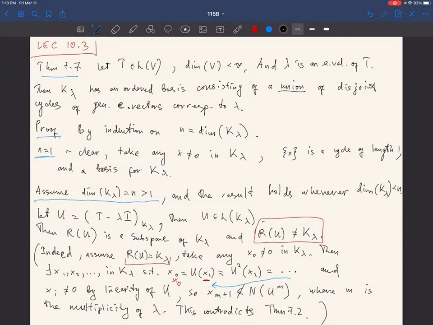So it's a proper subspace of K lambda. And remember, we know that if you have some subspace of another subspace and they're not equal, then the dimension has to be strictly less. So then we conclude.